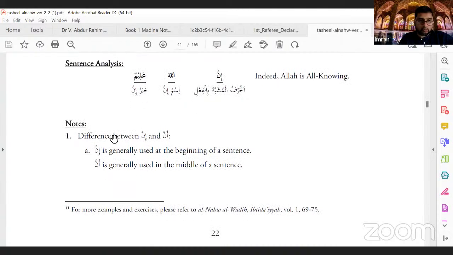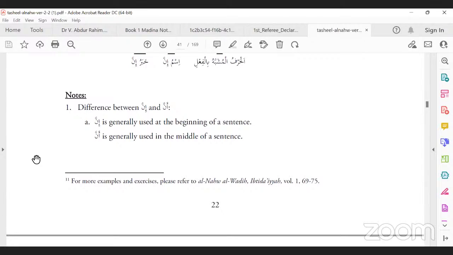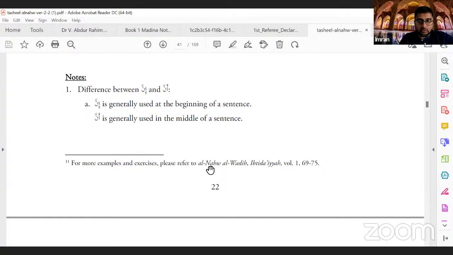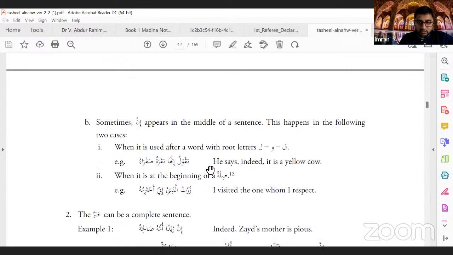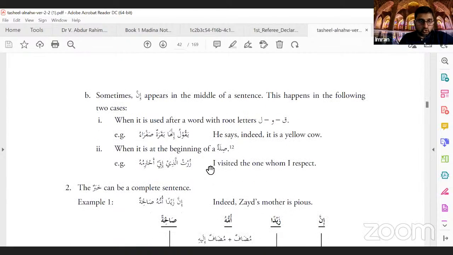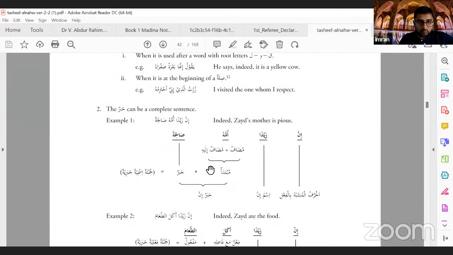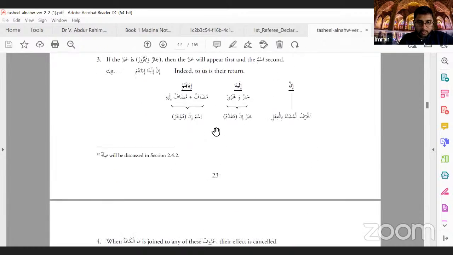Correct. Notes: the difference between inna and anna. Inna is generally used at the beginning of a sentence. Anna is generally used in the middle of a sentence. When I start the Quran, I'll go through the details, inshallah, in more detail. But at the moment, this is sufficient. These are points I'll do later when we start the Quran itself.